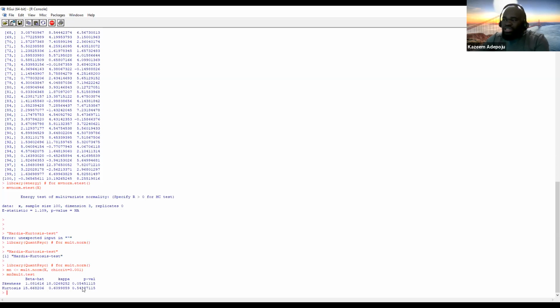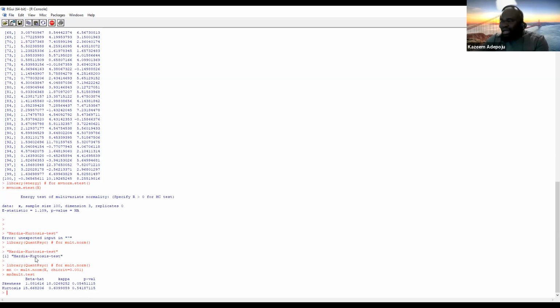Looking at the p-value associated with the skewness, it is 0.054, which is slightly greater than the 0.05 level of significance. What this is actually using is the chi-square critical value of 0.001, and of course, any of this is greater than that. So by skewness, you can see the result, and then by kurtosis.